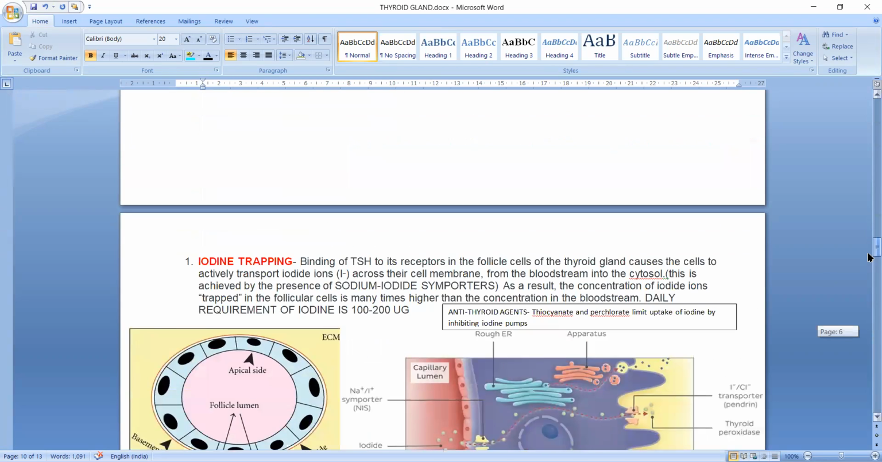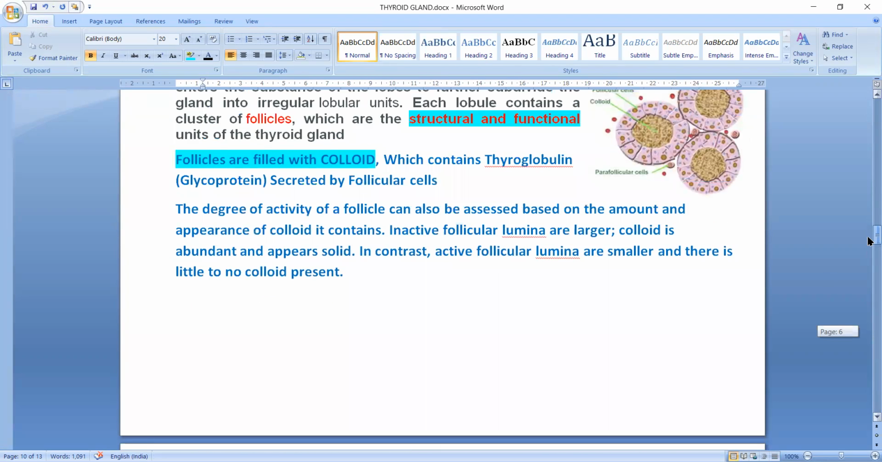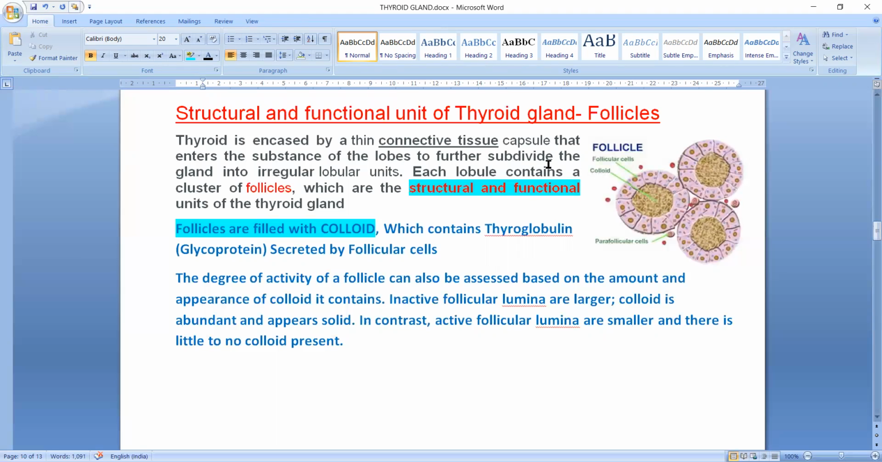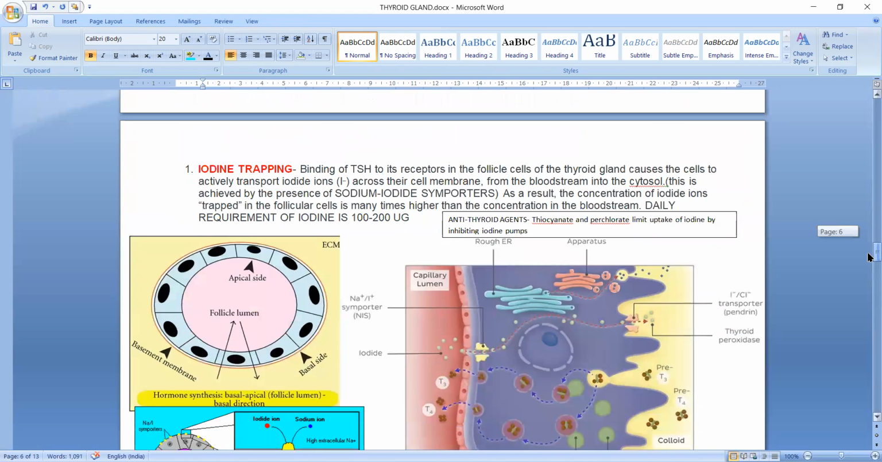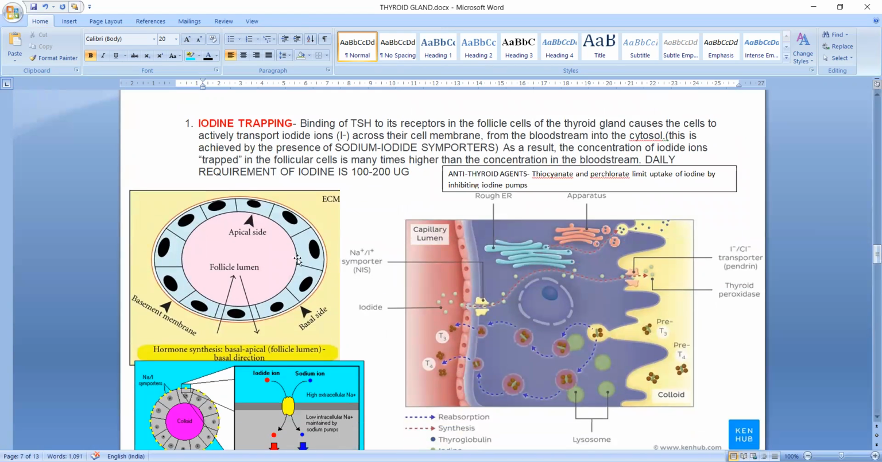We will just review this. The steps. First, the structure and function unit of thyroid gland is the follicle, and the follicle cells, they will synthesize T3 and T4. The follicle cell, these are the follicle cell. The first step is the iodine trapping.